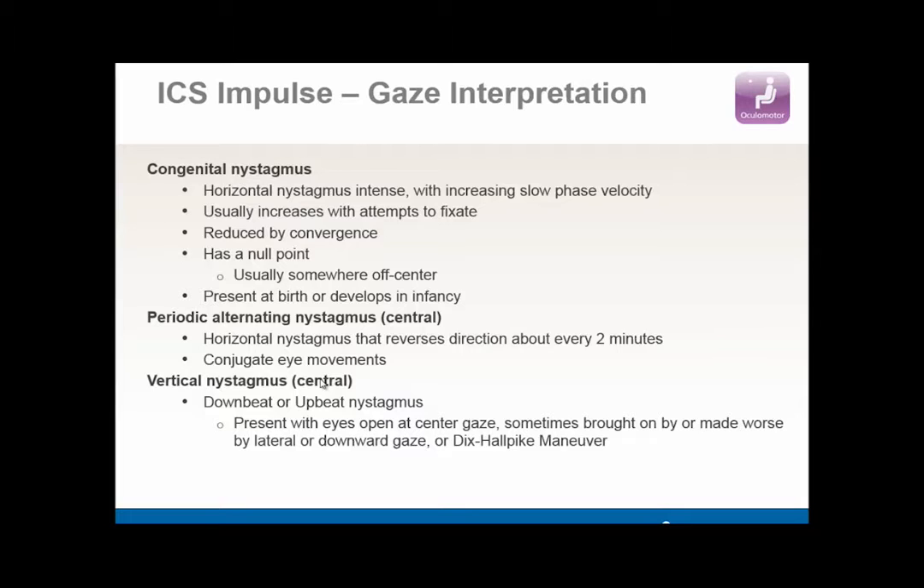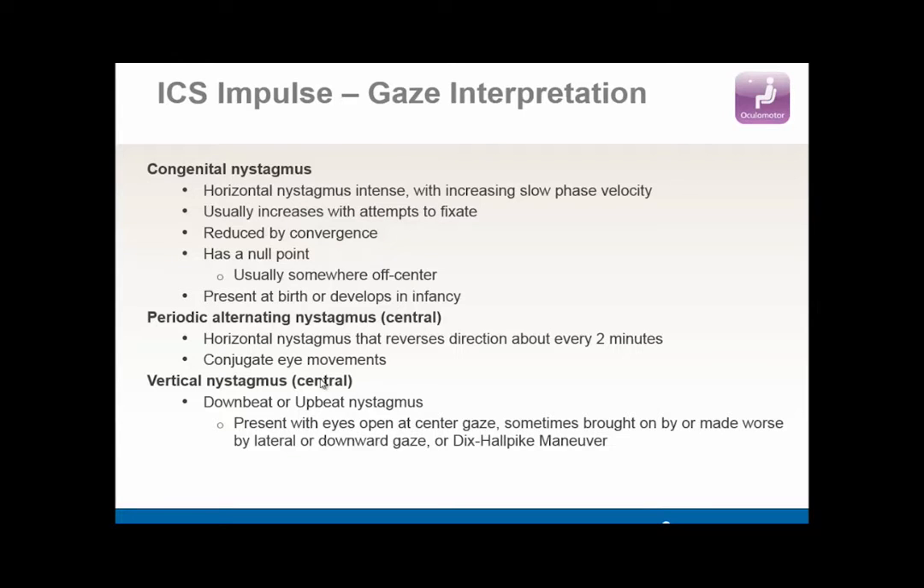And then we have periodic alternating nystagmus, which is also central. And that's horizontal nystagmus that reverses directions about every 2 minutes, along with conjugate eye movements. And then vertical nystagmus, which is also central. Downbeat or upbeat nystagmus. And this is present with eyes open at center gaze, sometimes brought on by or made worse by lateral or downward gaze, and can also be seen in the Dix-Hallpike maneuver.